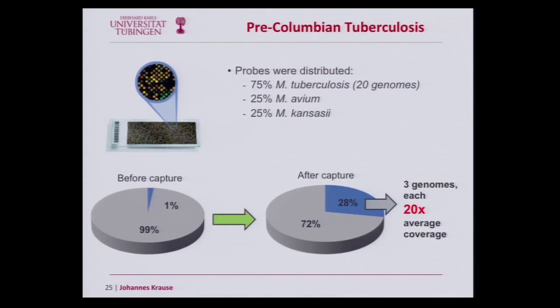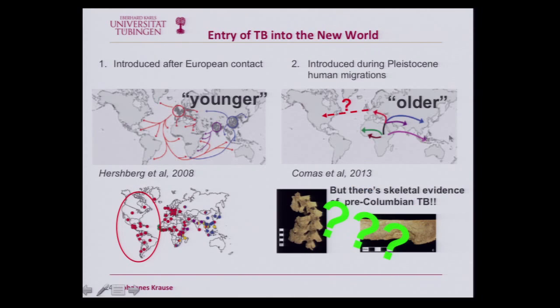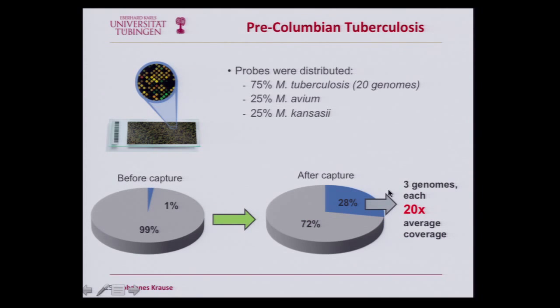So we did the same approach that I showed you before. We used those microarrays, these glass slides, to capture DNA from ancient bones, those ancient bones that you've seen here that show these typical lesions. We could get, again, millions of DNA fragments from ancient tuberculosis from those ancient Peruvian samples. And we were indeed able to reconstruct entire genomes of ancient tuberculosis from those ancient skeletons.